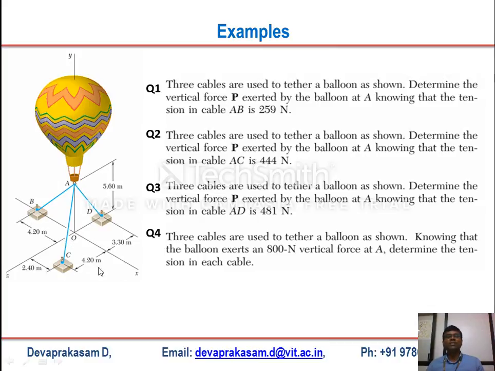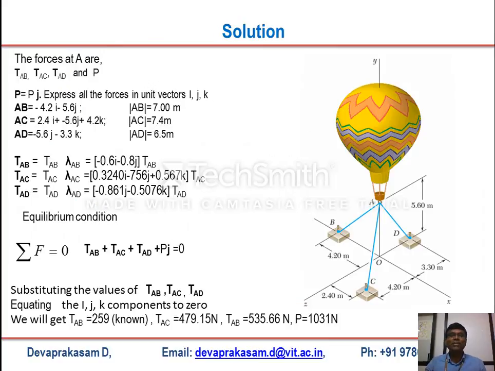So O is the origin. The coordinates are specifically given. P is the force which is exerted by the balloon, and that P is acting in the positive direction of y. We have to find out the component along the different strings, from B to A, or A to B, A to D, A to C. If one component is given, from the equilibrium equation you can easily find out the other component. So I'll demonstrate one particular problem, then you can easily solve the remaining problems.